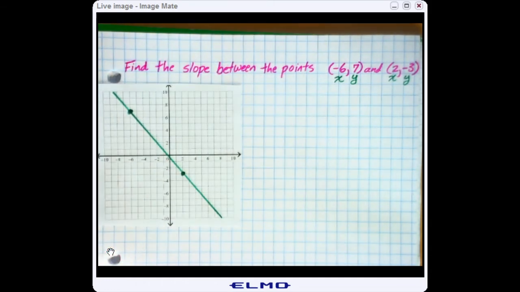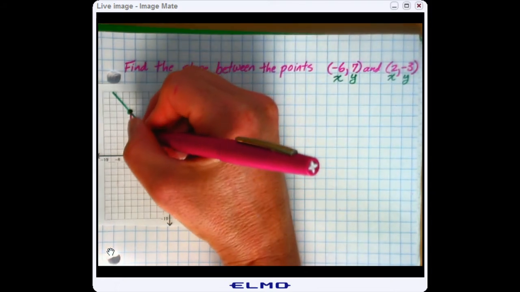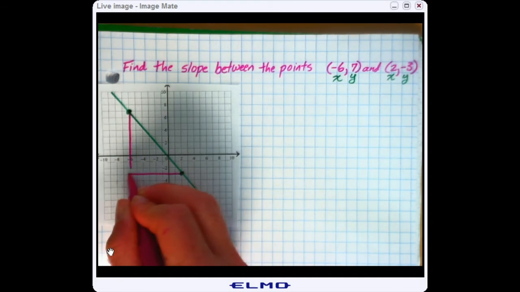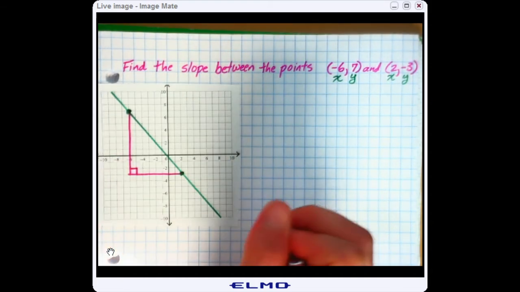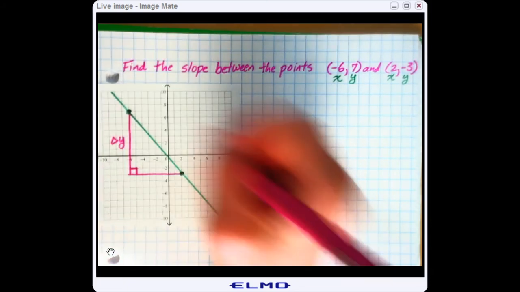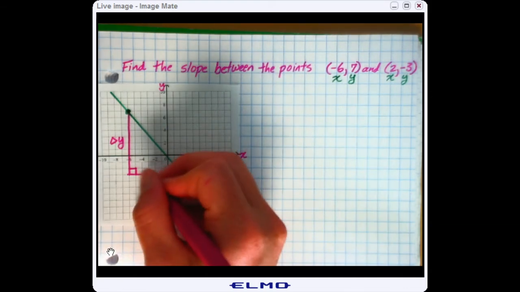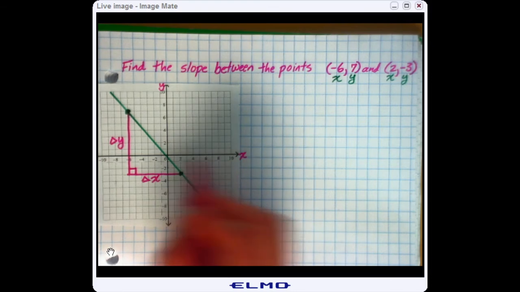Okay, I'm going to draw my slope triangle. So from one of my points, I'm just going to go straight down. And then once I get to this other one, I'm going to go straight over, and I'm going to make sure those meet at a 90-degree angle. And now I'm just going to find that change in y is that vertical change, just like my y-axis is vertical. And my change in x is my horizontal change, just like my x-axis is going left to right.